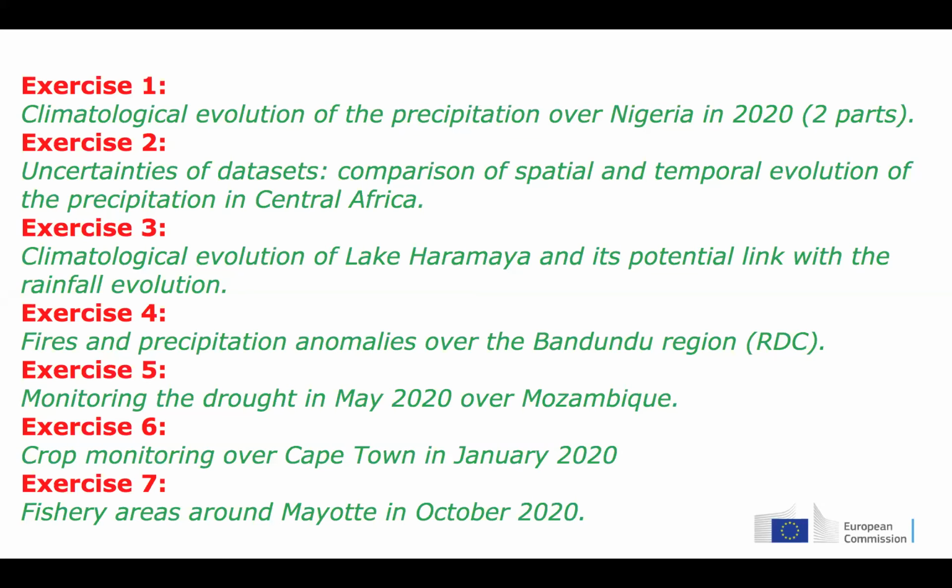So we can start the new exercise. That one is, as you can see, number 4, and it will be on the product of fires and the relation with the precipitation anomalies to better understand. So basically, it's a technical but also scientific question about fires and precipitation anomaly in a specific region of the RDC.